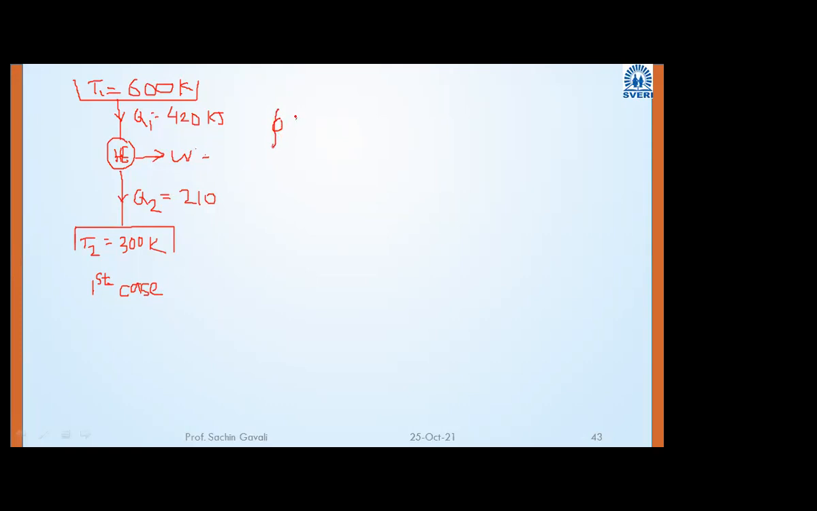Cyclic means what? Integration taken over a cycle. And for the cycle, it is equal to what? Q1, the heat supplied in that cycle, divided by temperature T1, minus, why minus, anybody? Q2 divided by T2. The cyclic integral of dQ by T for a cycle is nothing but what?